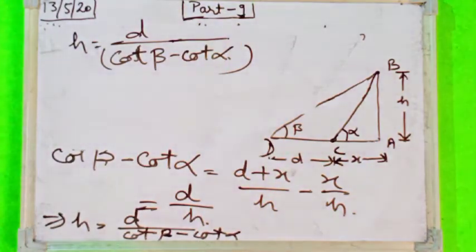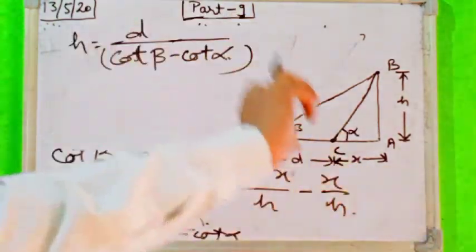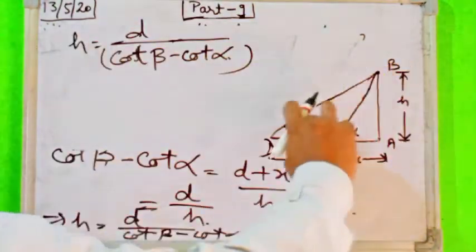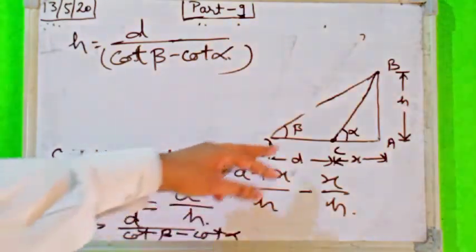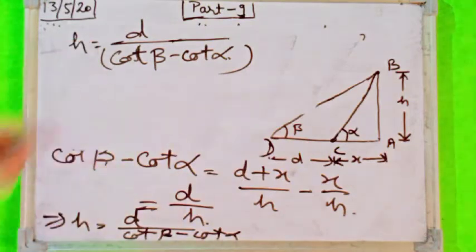This height h we can calculate by knowing the separation between points C and D, and by knowing the values of alpha and beta. So this is the second method to measure the height of an inaccessible object with the help of triangulation method.